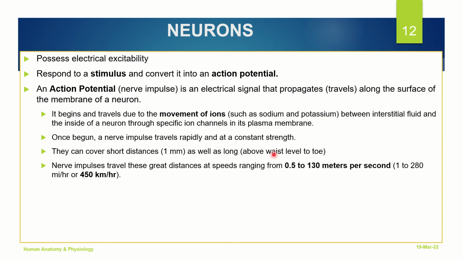Once begun, this nerve impulse will travel rapidly and at a constant strength. Everything that happens in our body is because of the generation and the further propagation of this nerve impulse. Further, they can travel short distances, as short as 1 millimeter, or very long distances, right from below my waist level up to my toe.